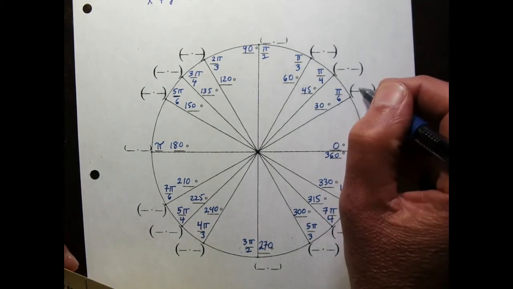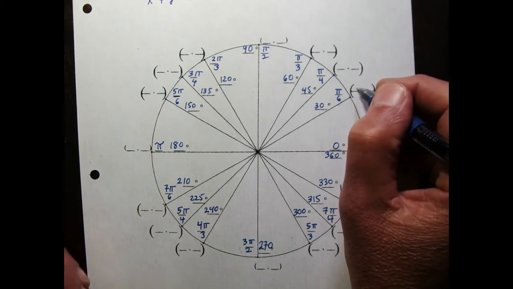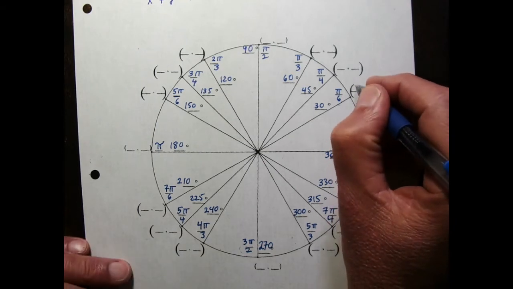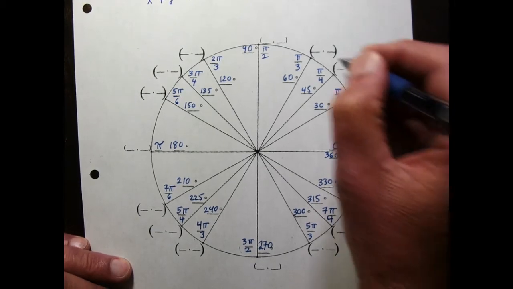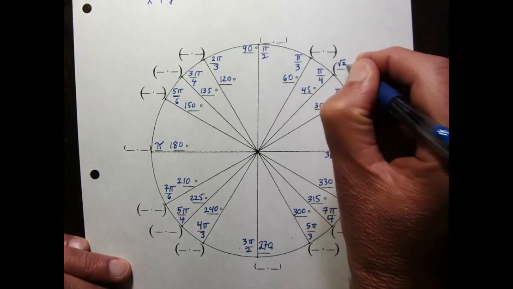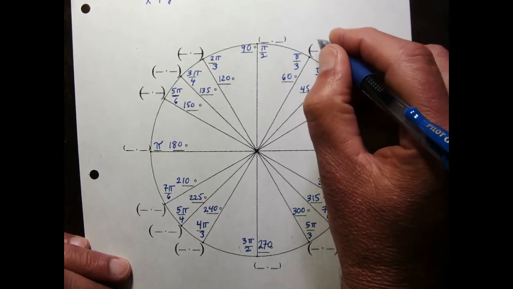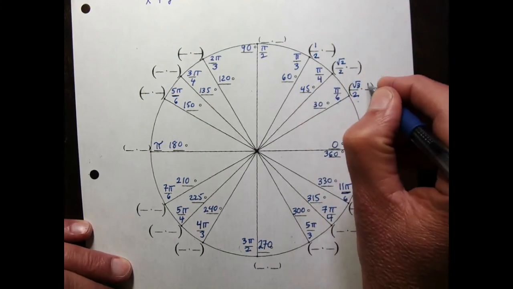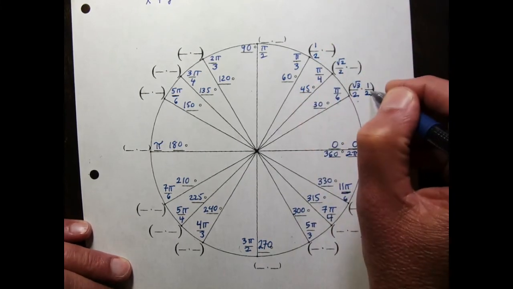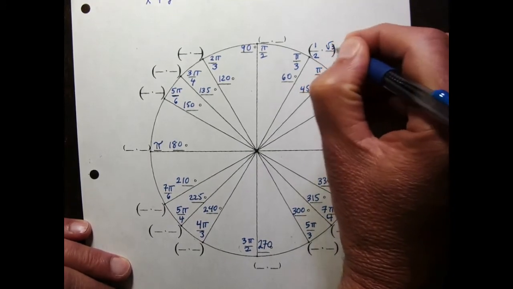And so here I'm going to put, let's see, the cosine of 30 degrees is square root of 3 over 2. Cosine goes in the x-coordinate. Cosine of pi over 4 is square root of 2 over 2. Cosine of pi over 3 is a half. And then I actually do the reverse now for the sines: 1/2 for 30 degrees, square root of 2 over 2, square root of 3 over 2.